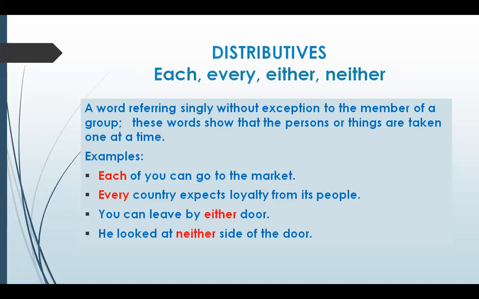Next comes the distributives. Each, every, either, neither, or you can also pronounce it as either, neither. So these are the words, they actually refer singly without exception to the member of a group. That means to say that these words, they show that the person or things are taken one at a time. That means each of you can go to the market. Maybe I'm talking to some group of person and telling them individually one by one at a time that you can go to market. Every country expects loyalty from its people.